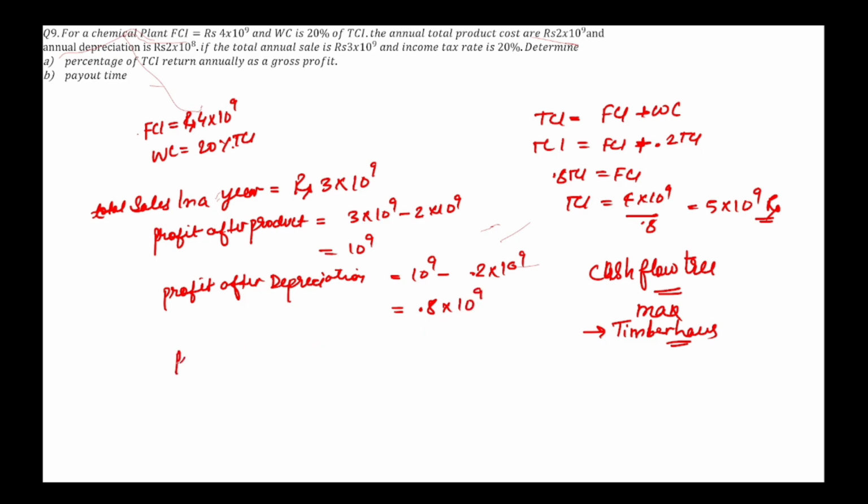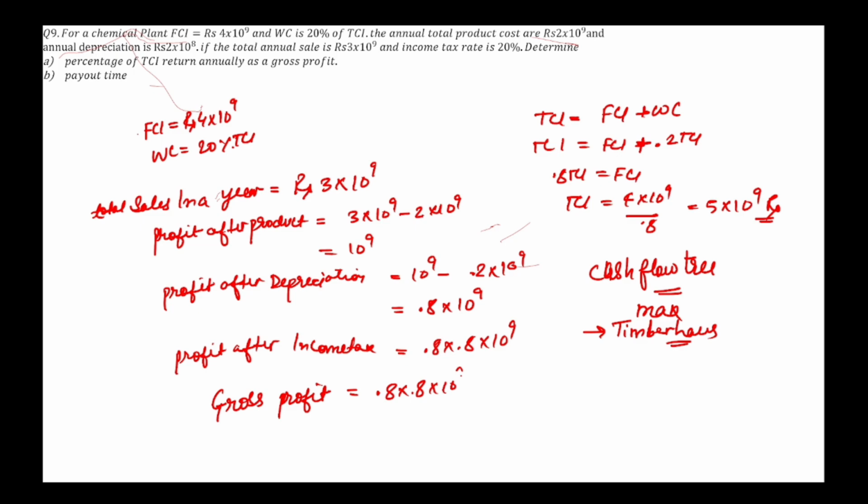Now profit after income tax. Income tax is 20%, so 0.8 will be remaining. 0.8 into 0.8 into 10 to the power 9, this much will be the profit after tax. Now gross profit, that is the profit which will come after cutting everything. Gross profit is equal to 0.8 into 0.8 into 10 to the power 9 plus depreciation. Depreciation is 0.2 into 10 to the power 9.